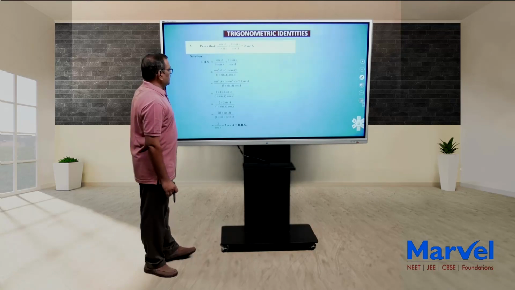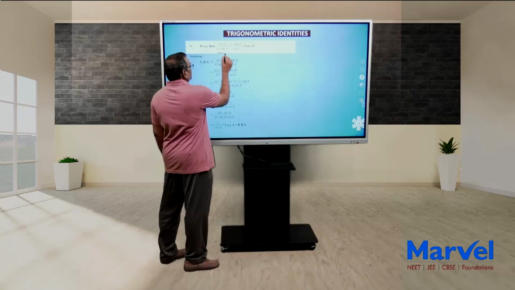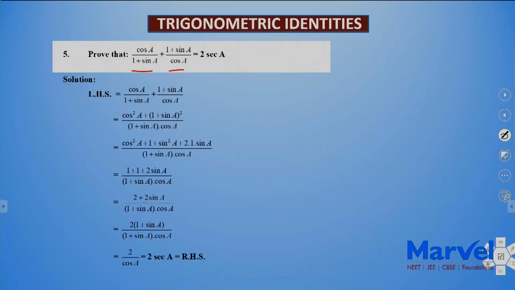Method of cross multiplication: prove that cos A by 1 plus sin A plus 1 plus sin A by cos A equal to 2 secant A. Both are reciprocal to each other. So LHS equal to, write the expression again, cross multiplying: cos A into cos A, cos square A, plus 1 plus sin A into 1 plus sin A, 1 plus sin A the whole square, by 1 plus sin A into cos A.